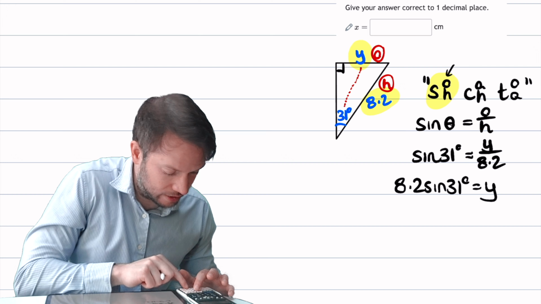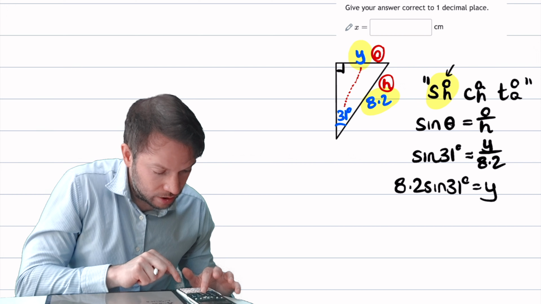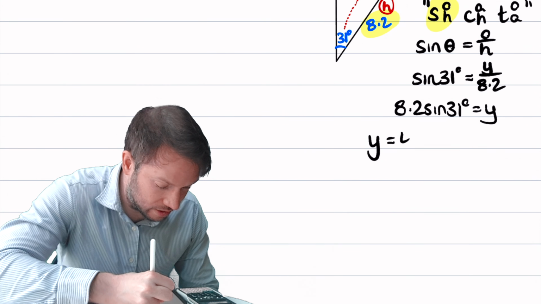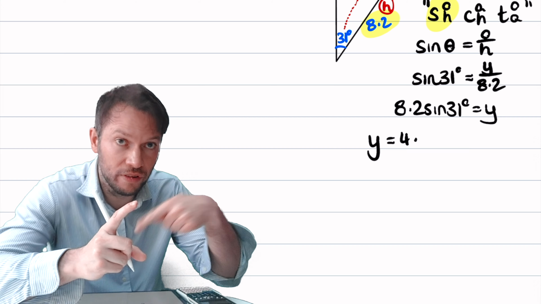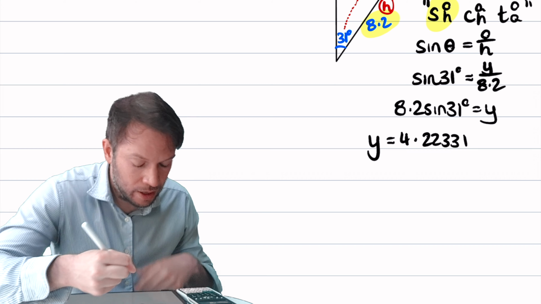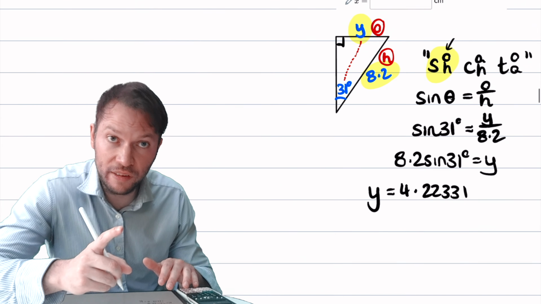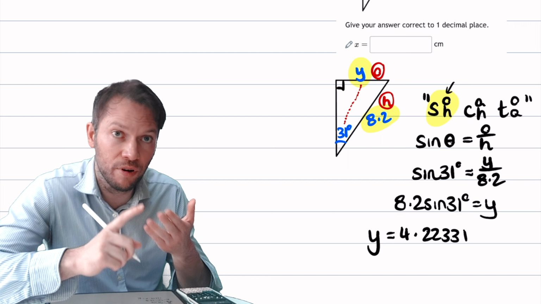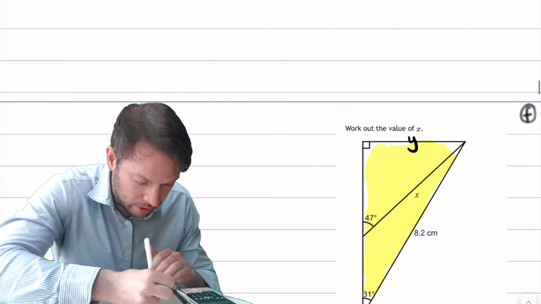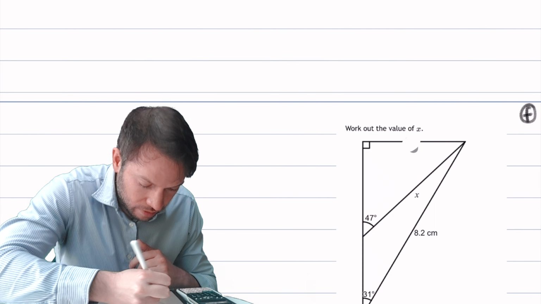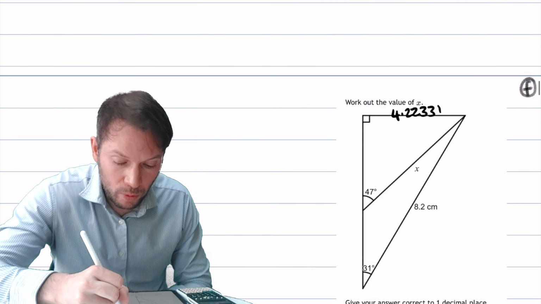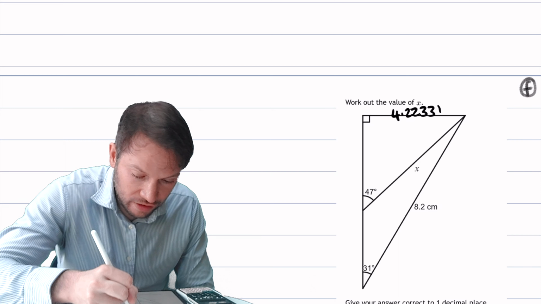Let's do that on my calculator. 8.2 sine 31. Don't worry about how your calculator works out the sine of 31. And then y is 4.22331. I'm going to put lots of decimal places because we're going to use this value in a subsequent calculation. That's good. Trigonometry is quite sensitive to rounding errors, so be really careful about not rounding your values too much. So, okay, we've got this y at the top is 4.22331. Right, cool. Now we can concentrate on the smaller triangle up here.